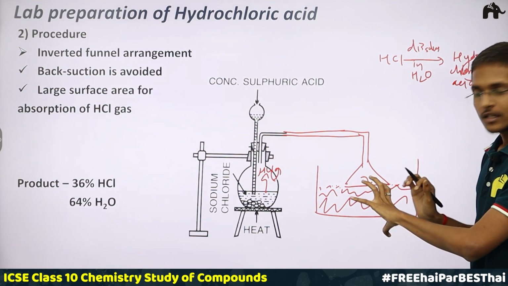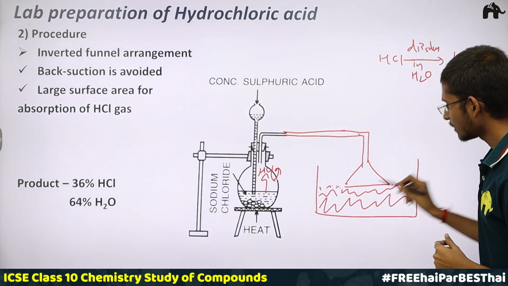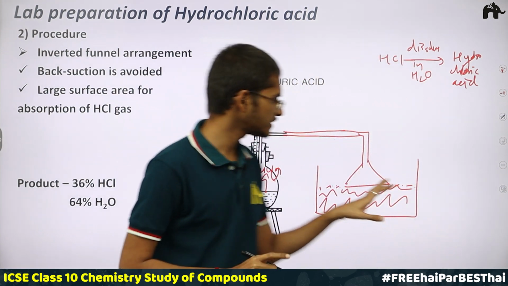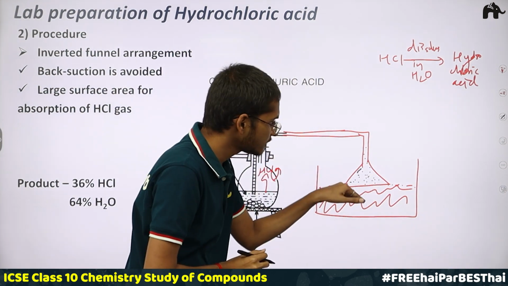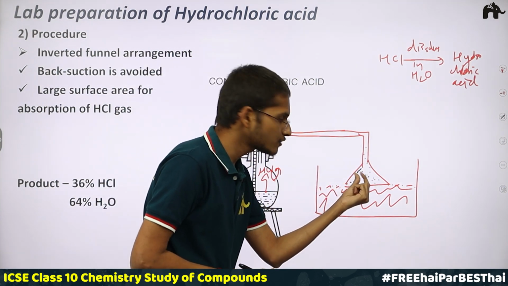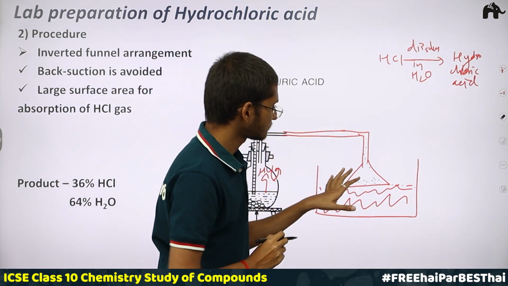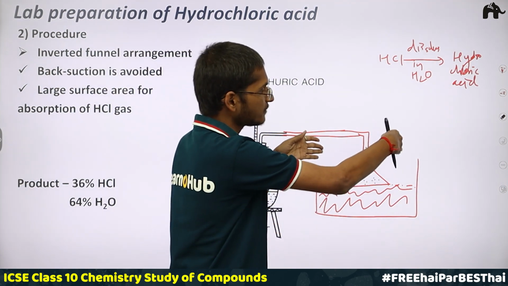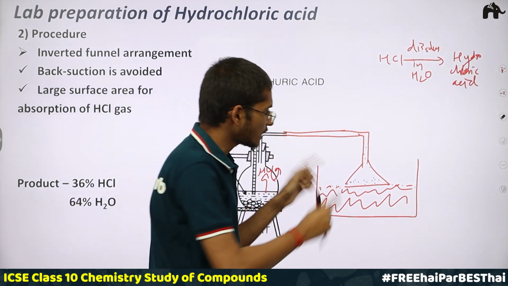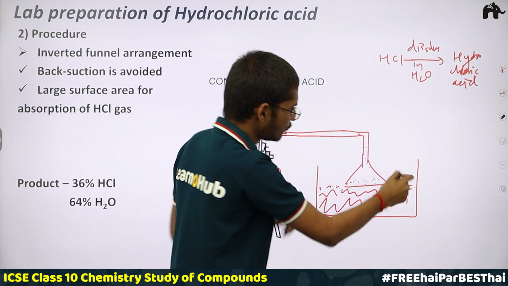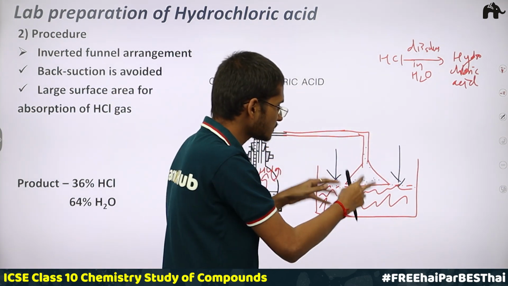But the interesting thing in this procedure is what is happening. Let me tell you in detail. When HCl gas is coming into this funnel, some of the HCl gas molecules dissolve in this water, right? So again, the amount of HCl gas would get reduced. Now this has dissolved in water. The atmospheric pressure is high, and the pressure inside the delivery tube, this funnel, and this entire apparatus would be low. So again, the same thing would happen. Our atmospheric pressure, or the air, would push this water inside this funnel, because now it needs to balance the pressure.